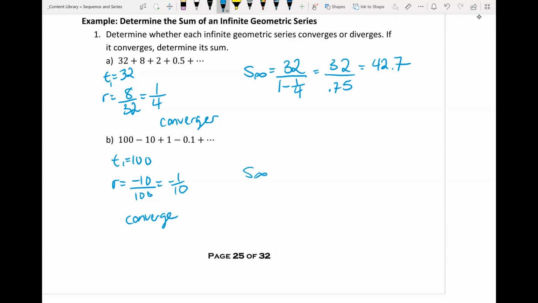And we can calculate S infinity, which is going to be 100 divided by 1 minus -1 over 10, which is 100 over 1 plus 1 over 10. Or 100 divided by 1.1, which is 90.9. So that is our total sum for this infinite geometric series.